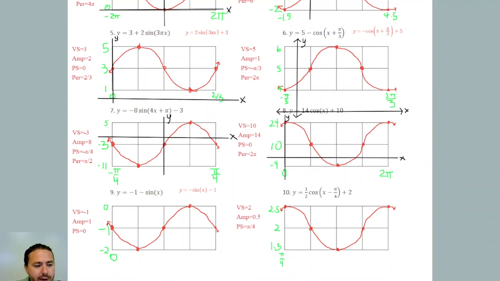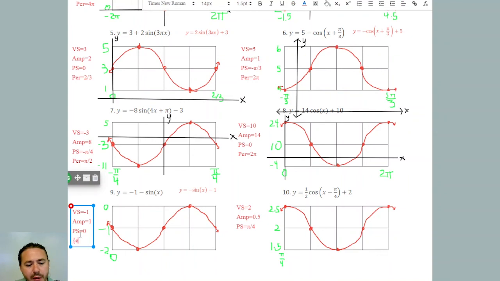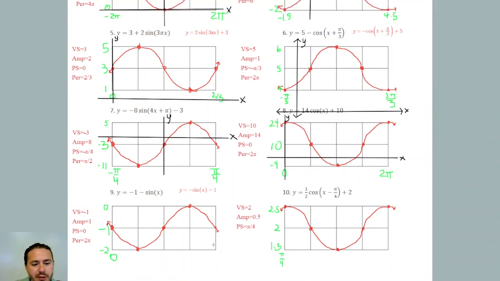Okay, so let's do number 9. We're almost done. The period here is going to be 2 pi divided by b. Probably sick of me saying that by now. So 2 pi divided by 1 is just 2 pi, and 0 plus 2 pi is 2 pi. The x-axis is going to be right here, and the y-axis is going to be right here.